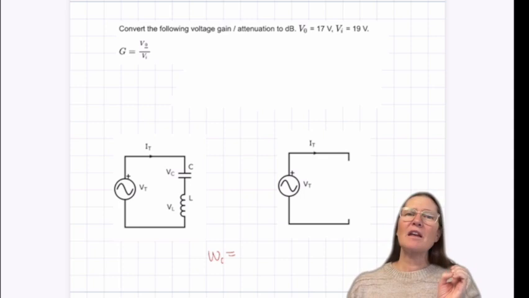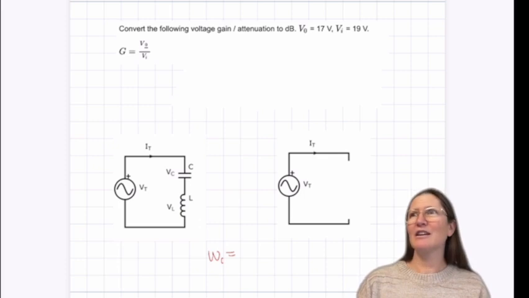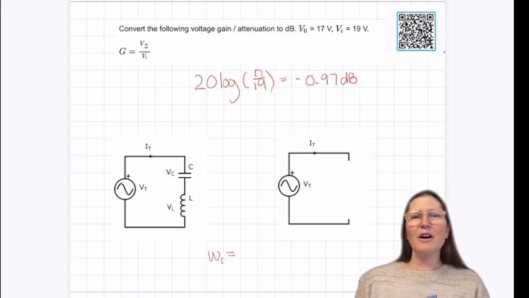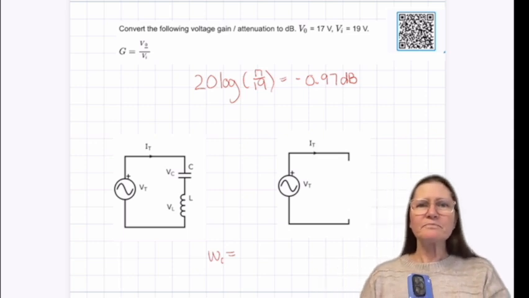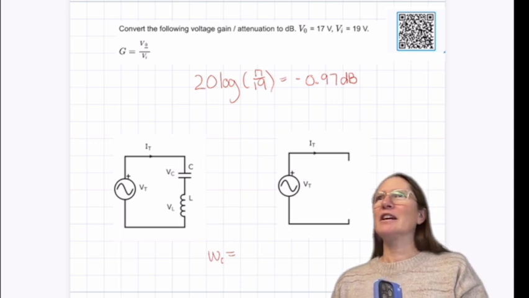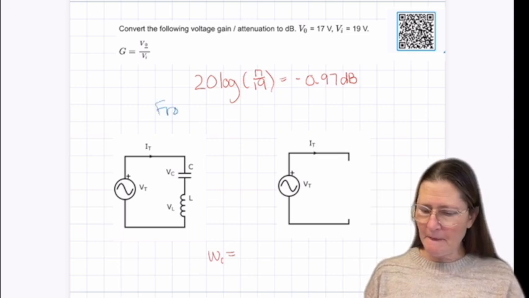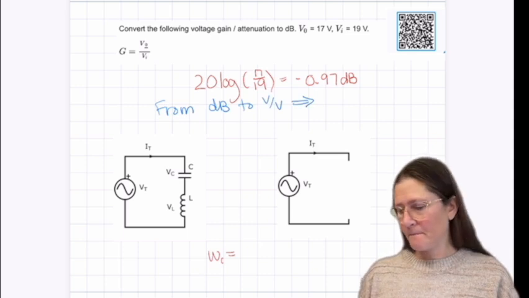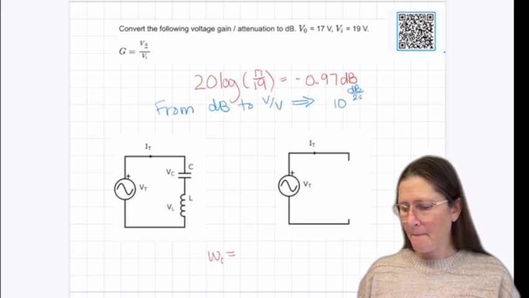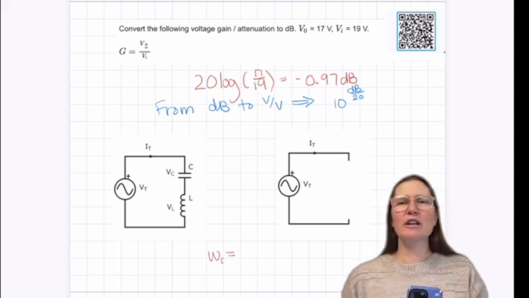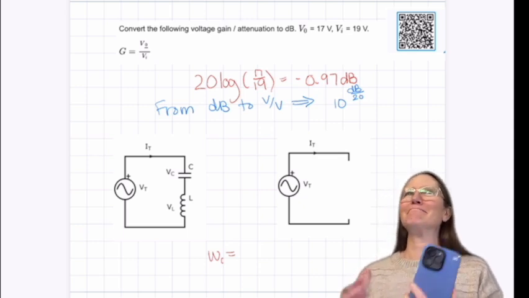So converting from volt per volt to dB. How do we convert? Correct, 20 log of V out over V in. So in this case, it would be 20 log of 17 over 19, so you would get minus 0.97 dB. All right, what if we were converting backwards, from dB to volt per volt? 10 to the dB over 20, not e. Yes, 10. Any questions on the conversion? Hopefully that's straightforward.